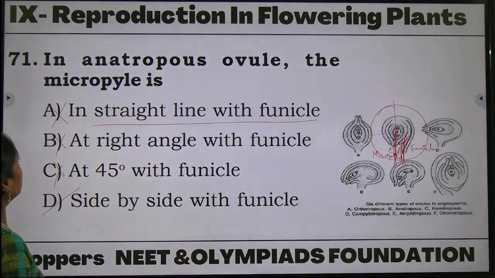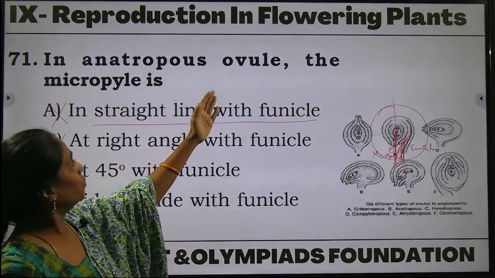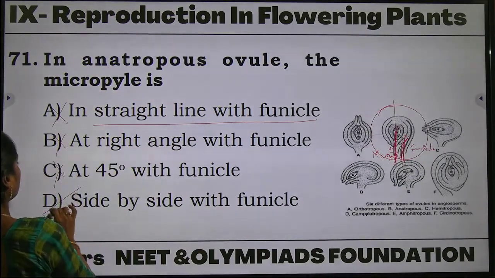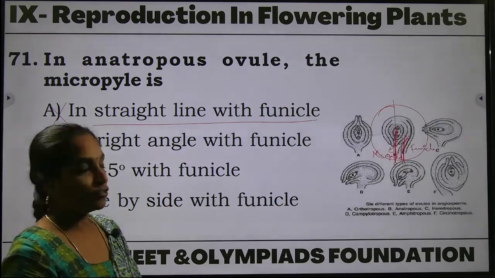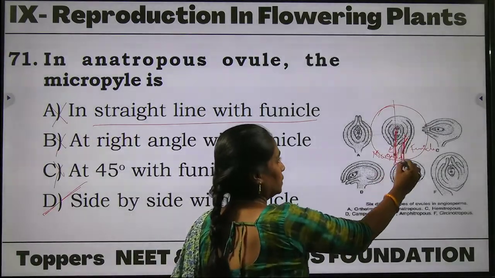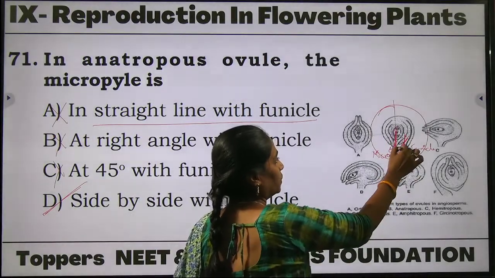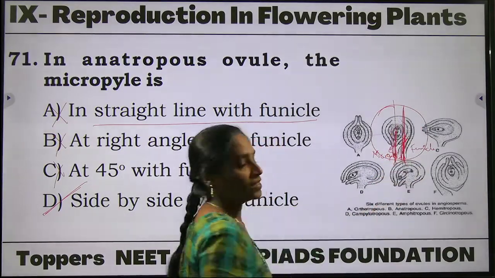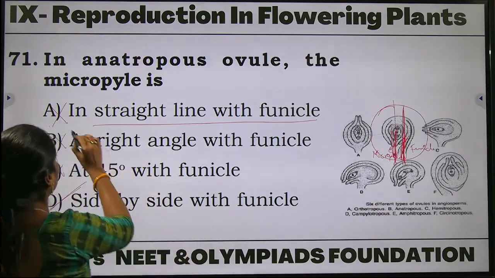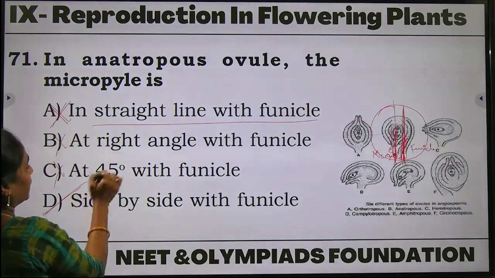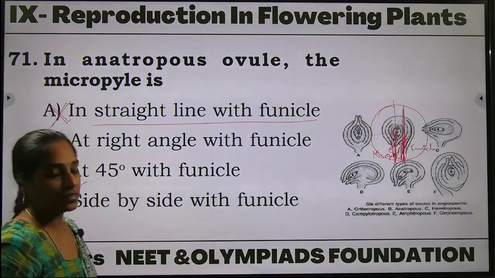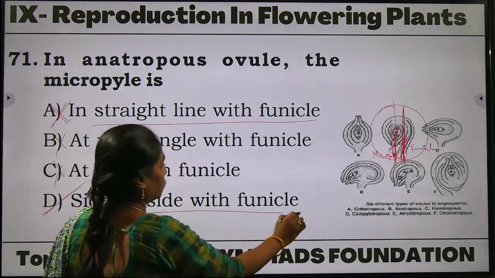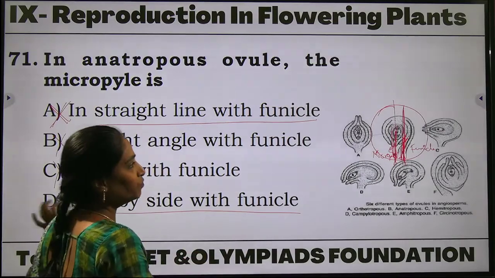Not a straight line condition. So in an anatropous ovule, the micropyle is side by side with the funicle. Here the funicle is straight, but the micropyle is in this condition, side by side. Not a straight line condition, not at a right angle to the funicle, not exactly at 45 degrees to the funicle, but side by side towards the funicle. Understood?